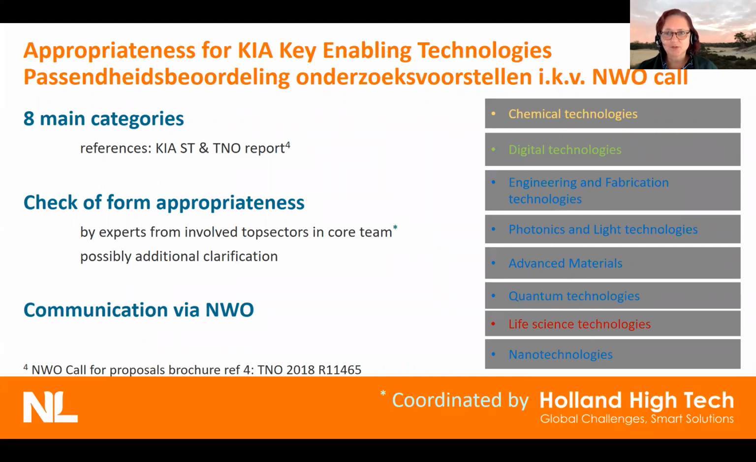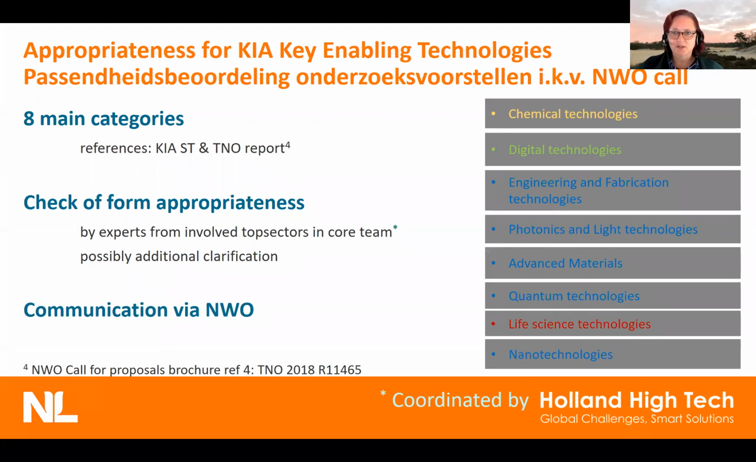In the call for proposals brochure published on the financing page of NWO, you can read what the 8 main categories are that we will test your proposal against. These 8 categories are mentioned here as well. We have the chemical technologies, digital technologies, engineering and fabrication technologies, photonics and light, advanced materials, quantum, life sciences, and nanotechnologies. These 8 main categories all have subcategories as well.